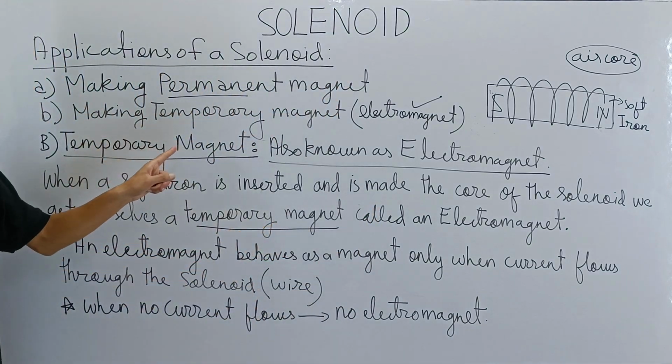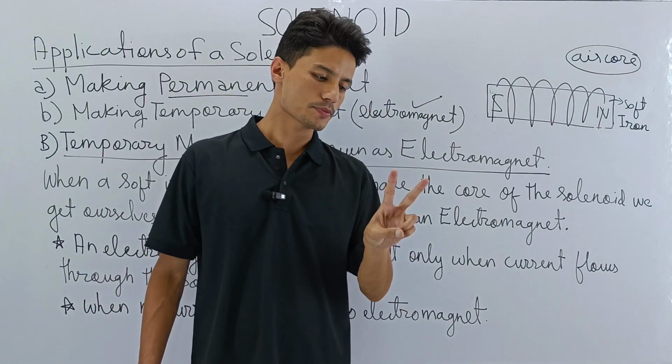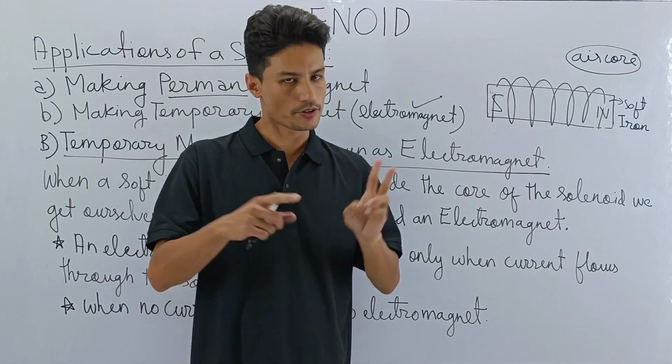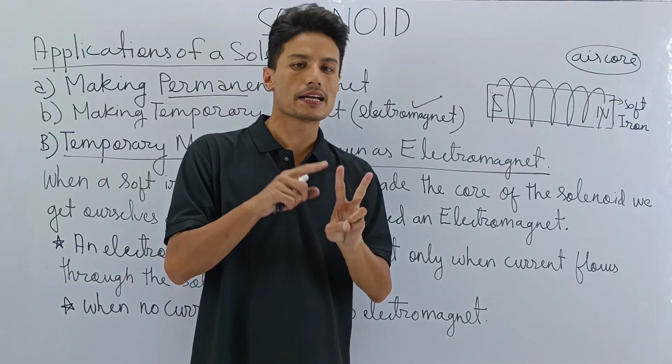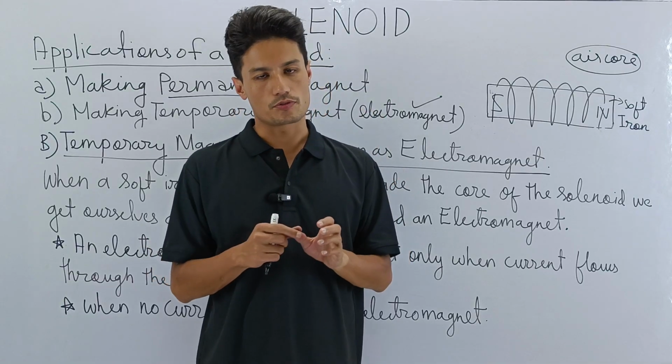So a solenoid can be used. A solenoid gives us two major applications. It helps us make permanent magnets, which are very useful for us, and it also helps to make temporary magnets called electromagnets, which are also very helpful for us.